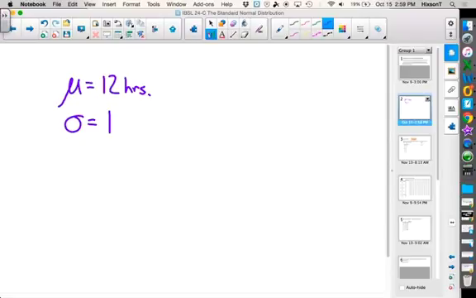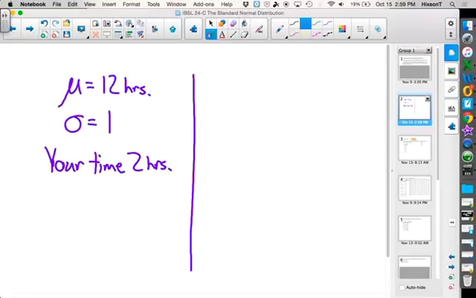And let's say your time is 2 hours more than the mean. Let's say you run the next year, and because of the weather, people are going slower. Let's say that this year, the mean was 14 hours and the standard deviation was 1.5.